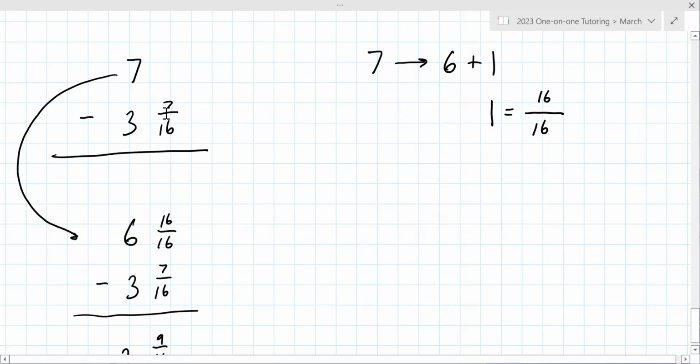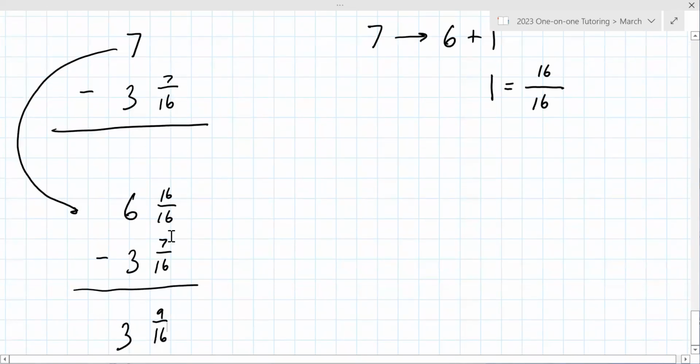Okay, so I want you to see that you told me how to do every step. You told me that 7 is 6 plus 1. You told me that 1 becomes 16/16. You told me that instead of writing 7, you have to write 6 and 16/16, and then you subtracted. You know how to do this problem, okay? I want to give you one like it and have you do it on your own. I'm not going to make it any more difficult. I'm going to make it easier actually than this. I want you to have the confidence in yourself that you can do this because it's exactly the same steps. Okay. All right. So here we go.